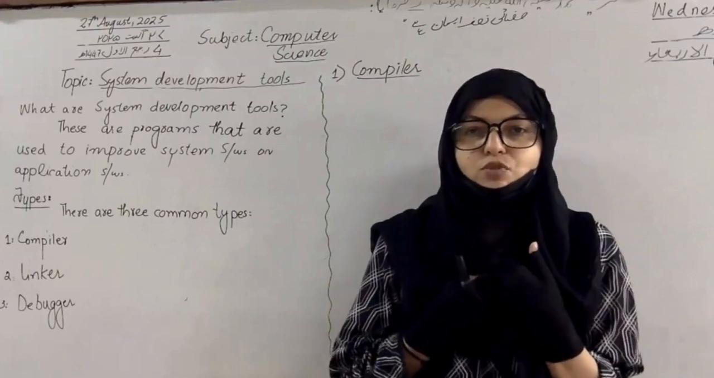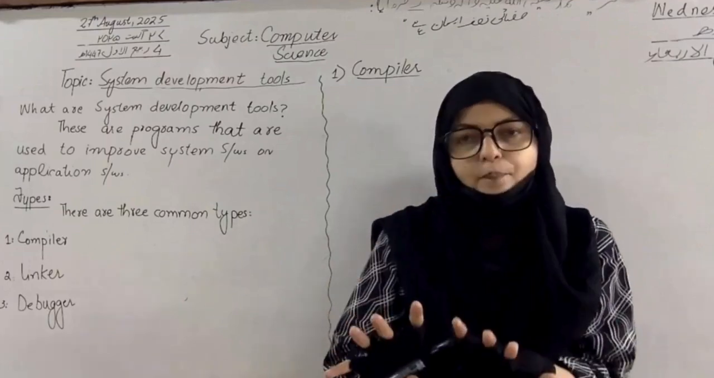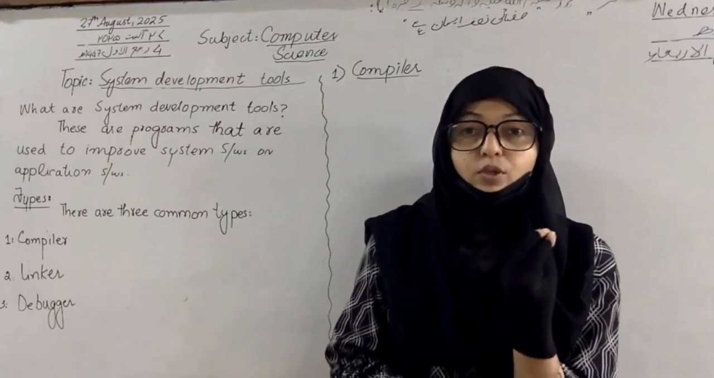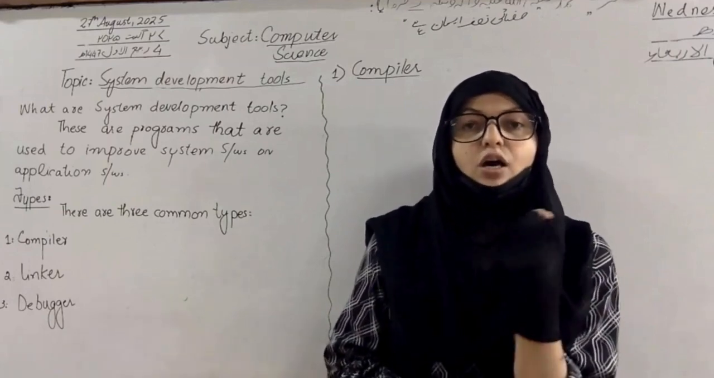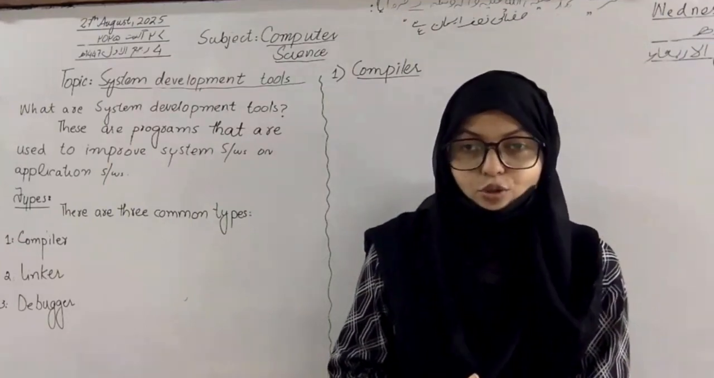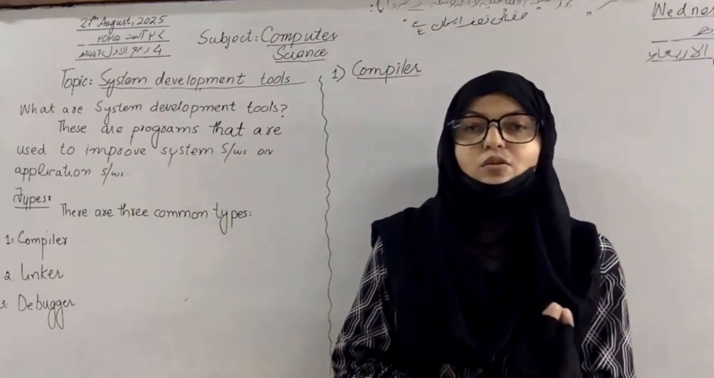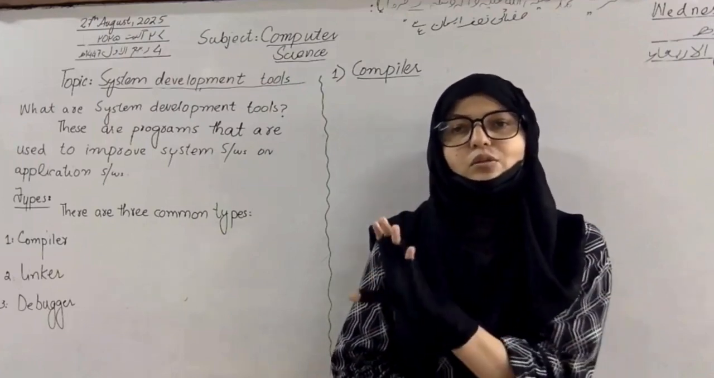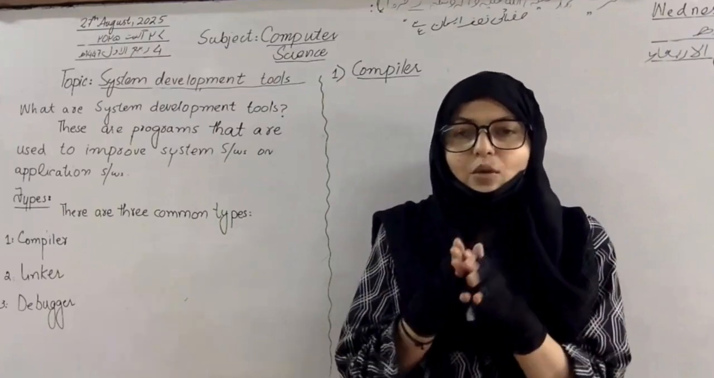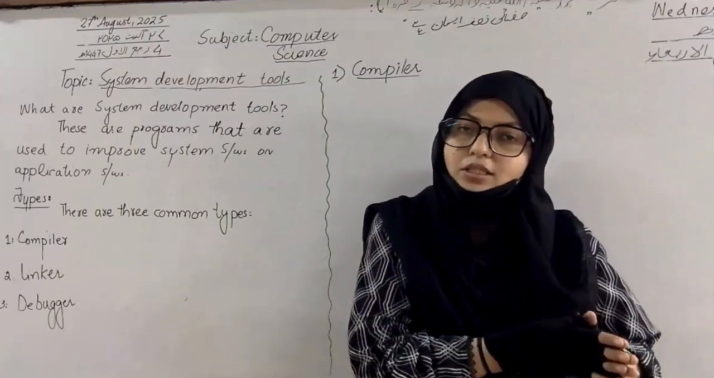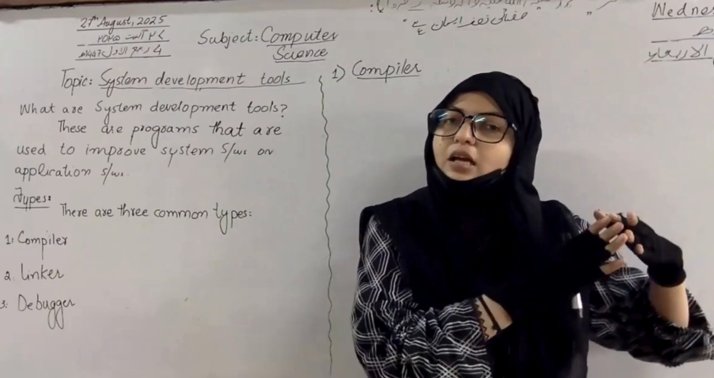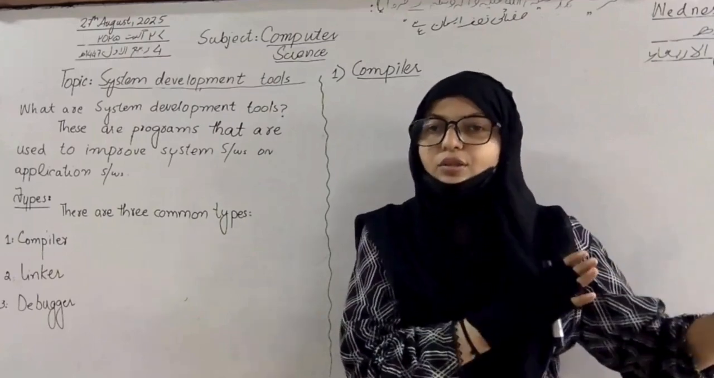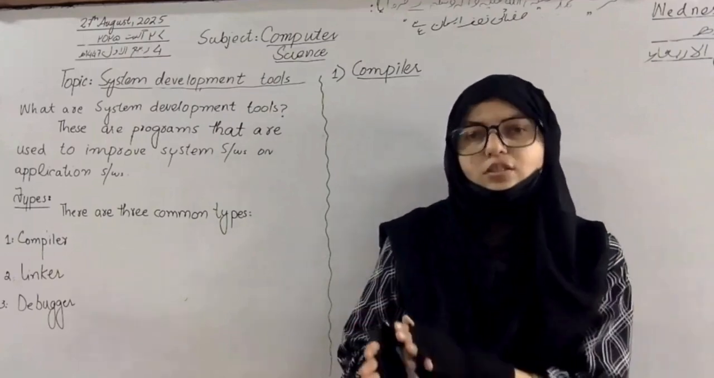So the language which we use to speak or which we use to write, that is known as high level language. What? High level language, or you can say human language. In other words, it's also known as the source code. The code which is written in the high level language is also known as the source code. And the language which the computer uses to understand is known as low level language, and that is also known as the object code.